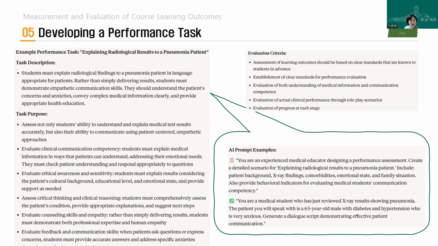Assessment of learning outcomes should be based on clear standards known to students in advance. Establishment of clear standards for performance evaluation. Evaluation of both understanding of medical information and communication competence. Evaluation of actual clinical performance through role-play scenarios. Evaluation of progress at each stage.